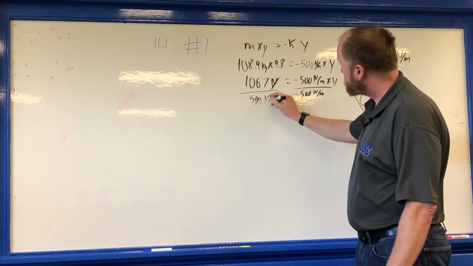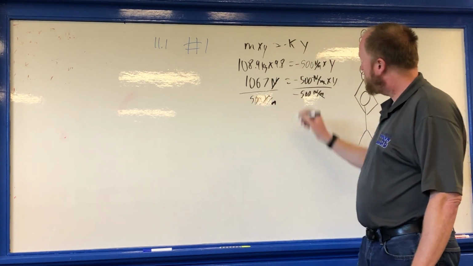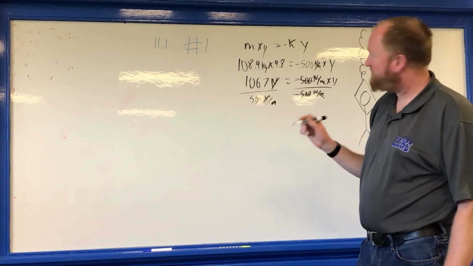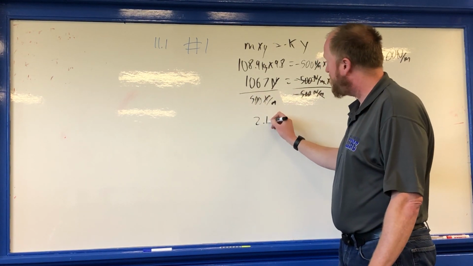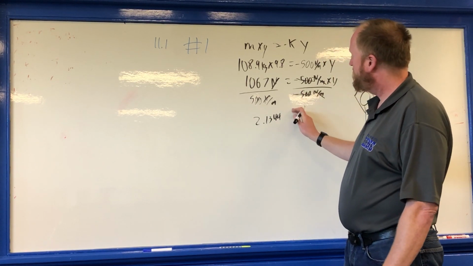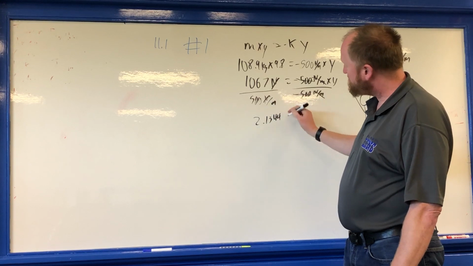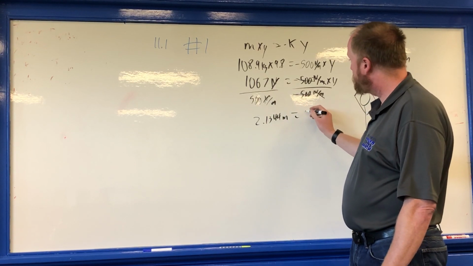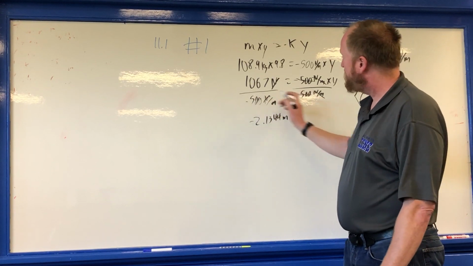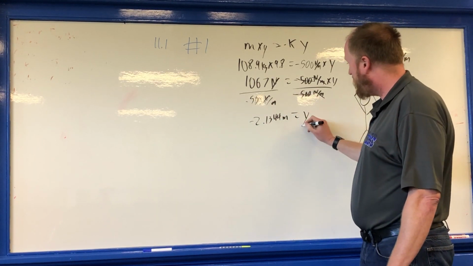Okay, newtons cancel, units cancel, that cancels. 1,067 divided by 500, I get 2.134444, blah, blah, blah. And the only unit that's left is meters, is equal to, well, negative. Sorry, don't forget the negative. Negative is equal to y.